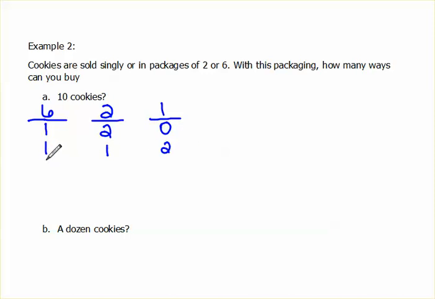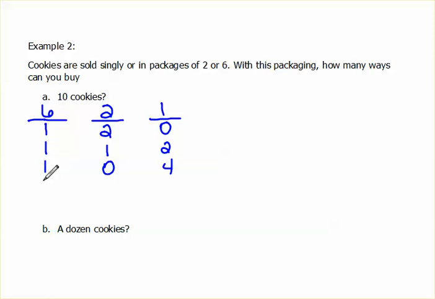Okay, what if I did 1 package of 6? I would still need to account for 4. But what if I did no packages of 2 and then 4 singles? That would be 10 cookies. So I've already got 3 ways. All right, but I can't go down any further in packages of 2. 0 is as low as I can go. So I think those are the only 3 ways that I could get out of having 1 package of 6.